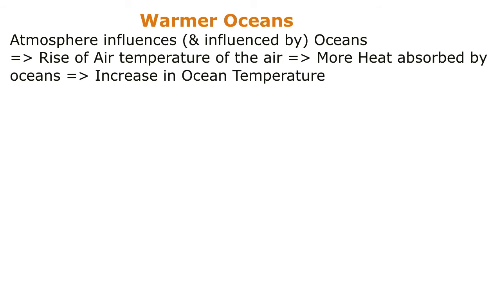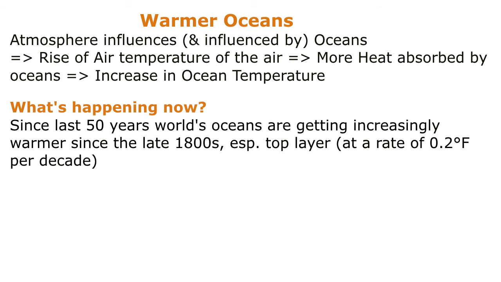Then, warmer oceans. The atmosphere affects the oceans, and the ocean influences the atmosphere. As the temperature in the air rises, the ocean absorbs some of the heat and also becomes warmer. What is happening now? Overall, the world's oceans are warmer now than at any point in the last 50 years. The change is most obvious in the top layer of the ocean, which has grown much warmer since the late 1800s. The top layer is now getting warmer at a rate of 0.2 degrees Fahrenheit per decade.